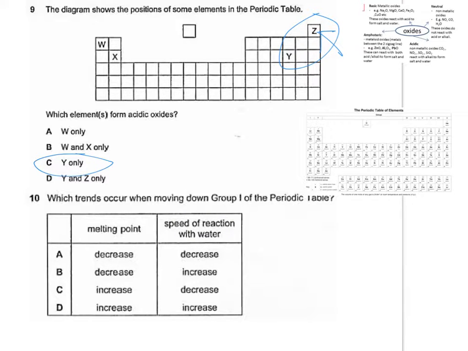For question 10, group 1 metals, alkali metals, reactivity actually increases down the group. So reaction with water will definitely increase. Now melting point and boiling point are the opposite of this, so they decrease. Answer would be B.